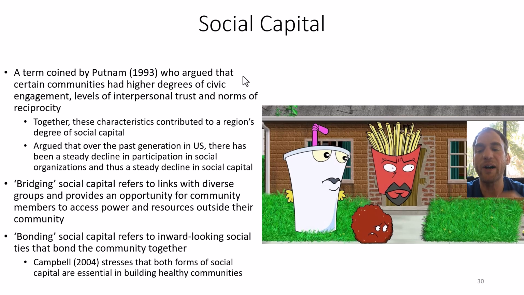So in this case, people with high social capital have higher levels of social engagement, levels of trust within their group, and norms of reciprocity. Okay, you do something for me, I'll do something for you. Now, one way you develop social capital is by participating in social institutions.